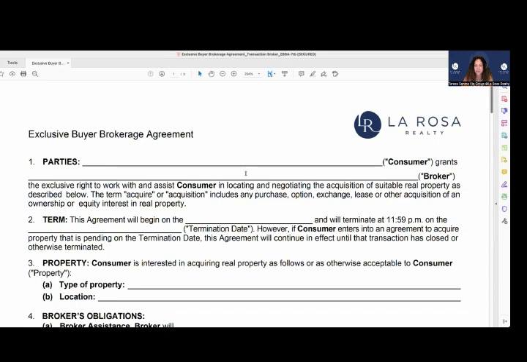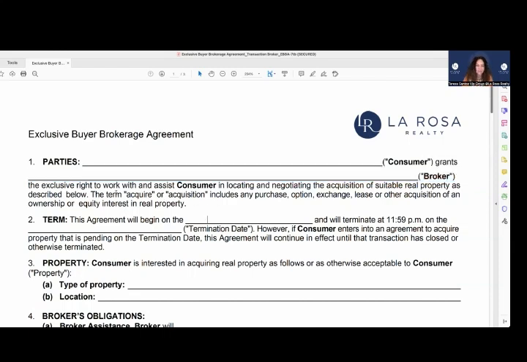The other one you're going to put here is the broker. Who is your broker? If you're with La Rosa, it would be La Rosa Realty. If you're with another broker, it would be whatever your broker name is. It is not your team name. It is not your name. It is specifically the broker. Right here it says broker. Okay. Now let's go ahead and read this.